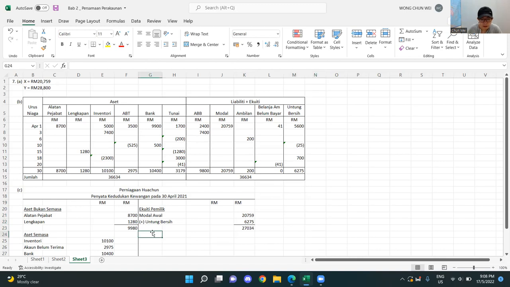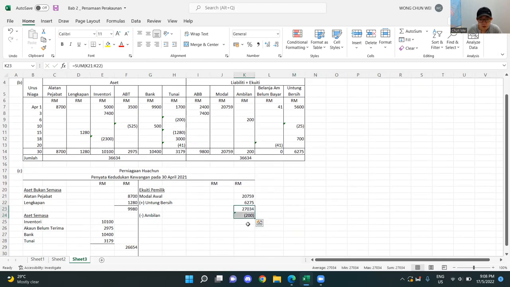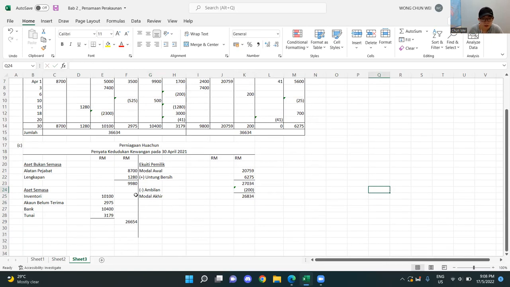Okay. Not done yet. You have to minus your ambilan. Can you see or not? We have a minus here. So this 200, even though here we just put 200, because of the minus in the front, therefore automatically it must have a bracket outside it. So you have a bracket and then 200 like that. Okay, so you minus 200, see what you get. You get 26,834. Now this 26,834 is the modal akhir, right? This one we call modal akhir.